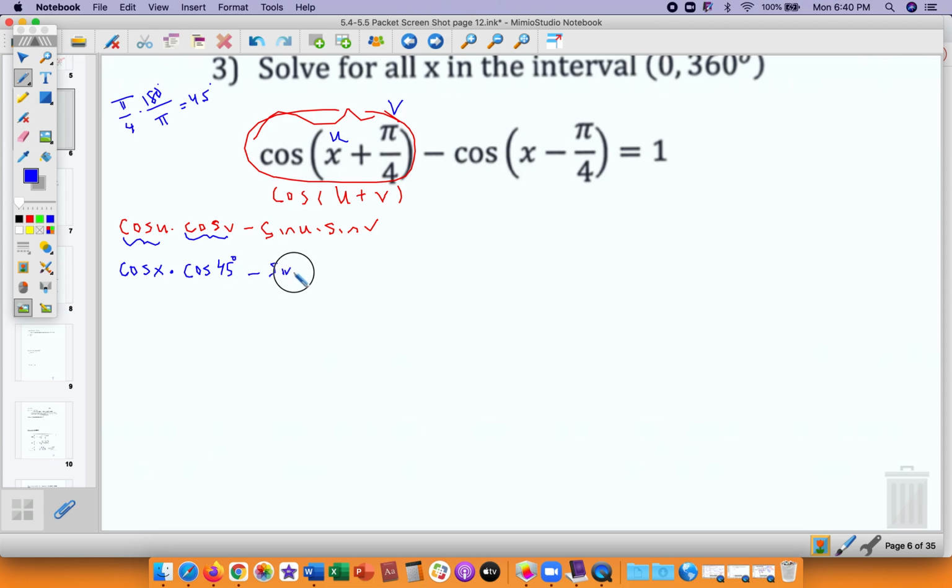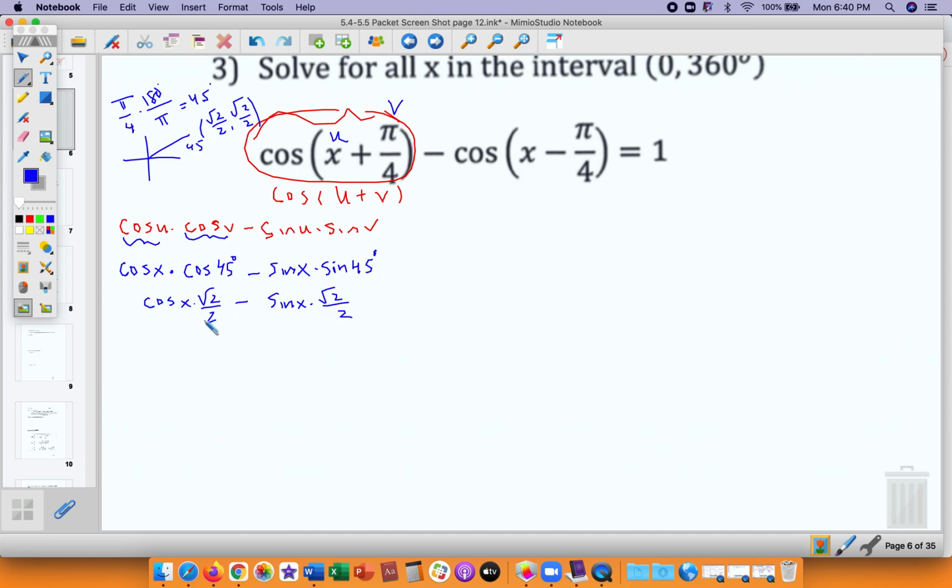Minus sine of u, which is x, times sine of v, pi over 4, which is also 45 degrees. We know that at 45 degrees, cosine and sine are both root 2 over 2. So cos x times cos 45 is root 2 over 2. So you have that times cos x, minus sine of 45 is also root 2 over 2. So sine x times root 2 over 2.